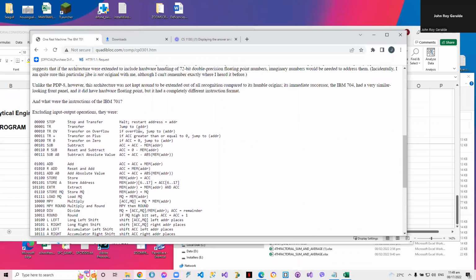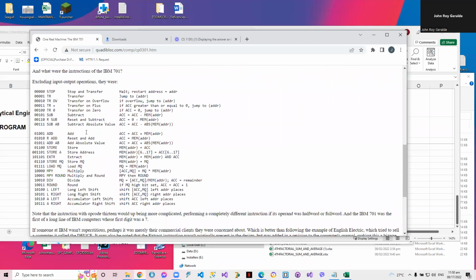Here is a sample program. Transfer is the jump. Transfer on overflow, which means that during division, if there's an overflow. Transfer on plus is just a jump plus. Transfer on zero is like a jump if zero or SZA. Sub is subtract. Reset and subtract means you subtract and reset the accumulator back to zero. Add is add. Radd is reset and add.